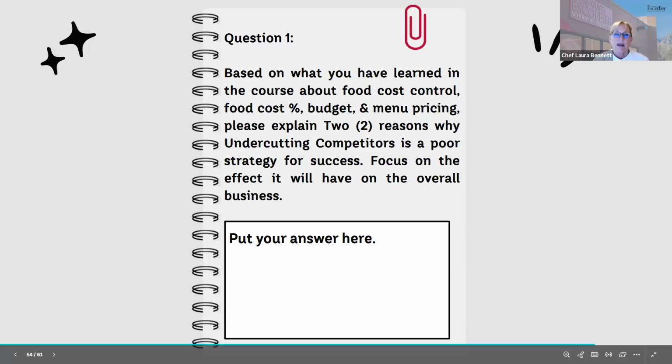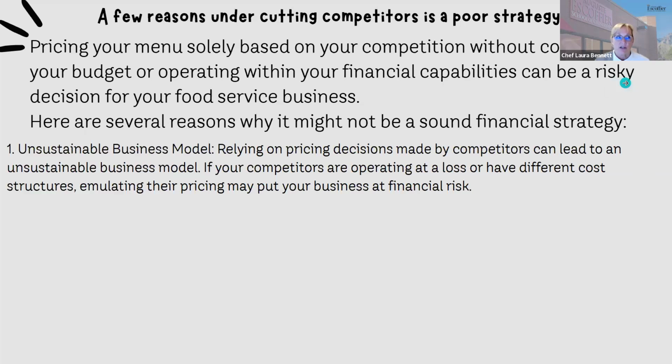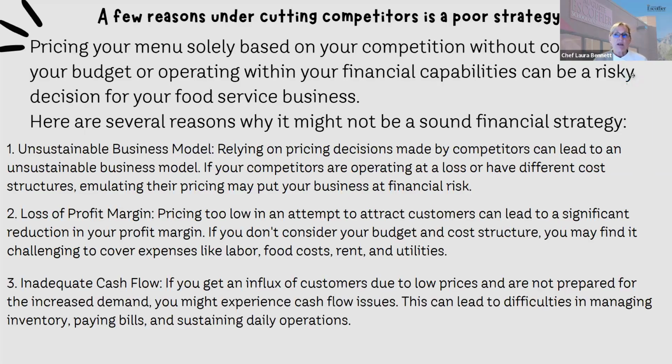Now, a few reasons why undercutting competitors is a poor strategy. Pricing your menu solely based on your competition, without considering your budget or operating within your financial capabilities, can be a risky decision for your food service business. Here are several reasons why it might not be a sound financial strategy: unsustainable business model, loss of profit margin, inadequate cash flow. Take a picture so you have this for that answer.